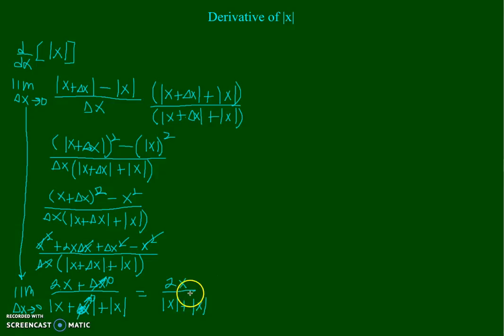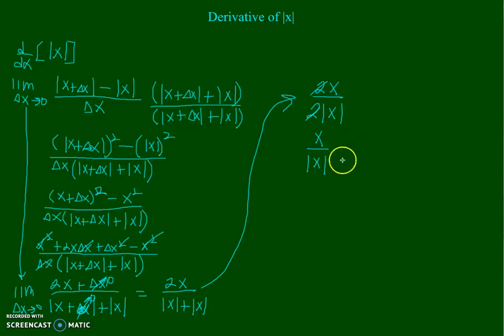Okay, so now let's bring this up to the top here so that we can do some more simplification. What we have now is 2x over 2 times the absolute value of x. And we don't want to have an absolute value in the denominator just because it's against convention. But here we have a cancellation for the 2's, so we have x over the absolute value of x.